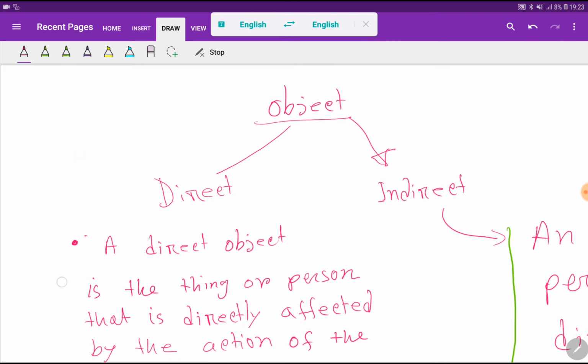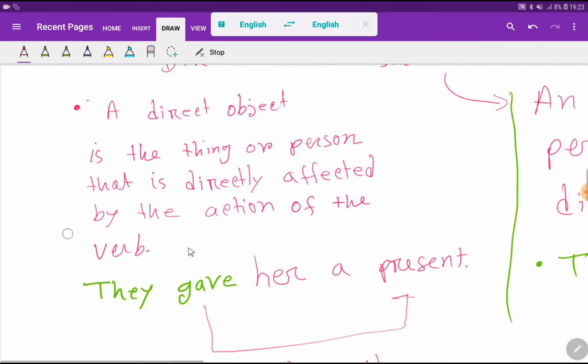Okay, what is a direct object? Look, they give her a present. So here a present is a direct object, and here the word her is receiving this present, right? This her is an indirect object.